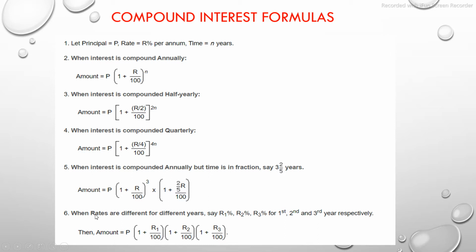Now the next is when the rates are given different for different years. For example, R1%, then R2%. So R1% will be for first year, R2% will be for second year, then R3% will be for the third year. So in that case, amount will be calculated as P into 1 plus R1 by 100 into 1 plus R2 by 100 into 1 plus R3 by 100. So we'll keep on multiplying.